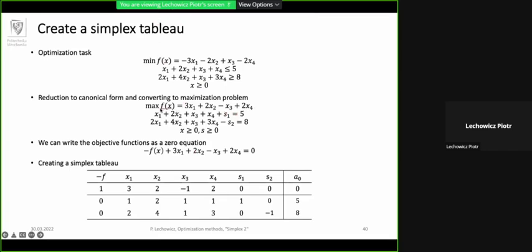So we are subtracting this from this side, minus f of x. And in such a way, here we have a 0 instead of a maximization, right? So if we write the objective function in such a form, it's another equality constraint, so we can insert it into our simplex table. So instead of the naming of variables, here we have the 0 equation.